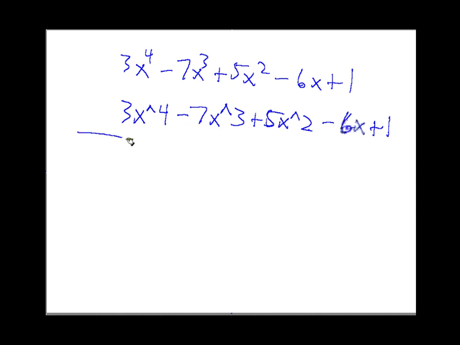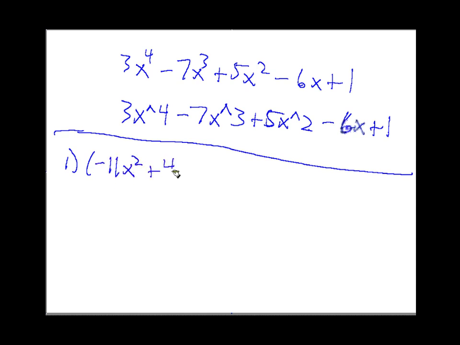So let's look at the questions that we have here. Let me put it right below. Post the answers to these questions in Blackboard. Let's take the sum of these two polynomials: negative 11x squared plus 4x minus 5, plus the polynomial negative 7x squared minus 6x minus 12. So let's try that one. Basically, combine like terms, right?